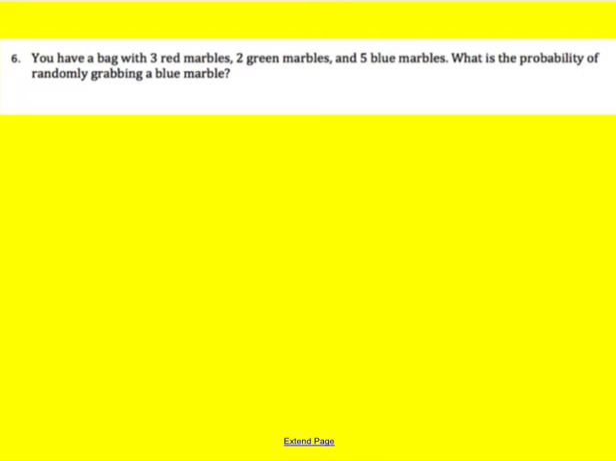Let's take a look at number 6. You have a bag with 3 red marbles, 2 green marbles, and 5 blue marbles. What is the probability of grabbing a blue marble? So we have 3 plus 2 plus 5, so there's 10 total marbles.